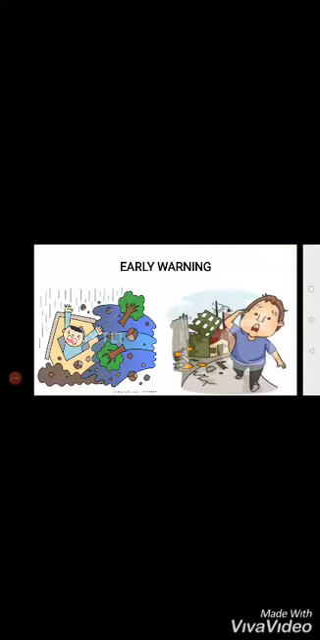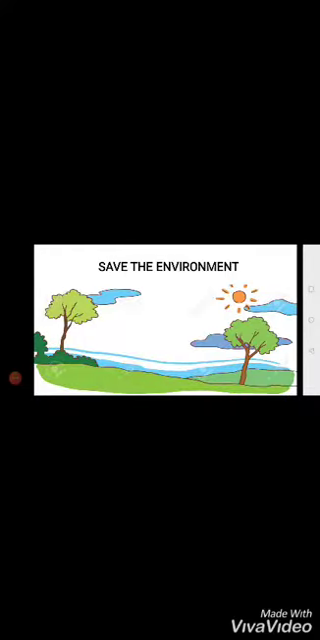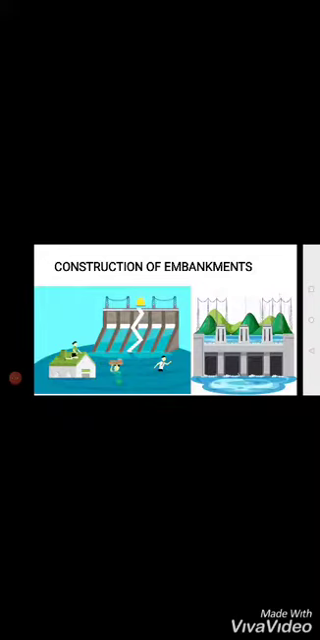Now let's discuss preventive measures of natural disaster. First is early warning of possible natural disaster. Second, more and more trees should be planted to prevent drought. Trees also act as a windbreaker during a cyclone. Environment should be protected. And the last one, construction of embankments on riverbeds to prevent floods. These are the preventive methods to reduce the impact of natural disaster.